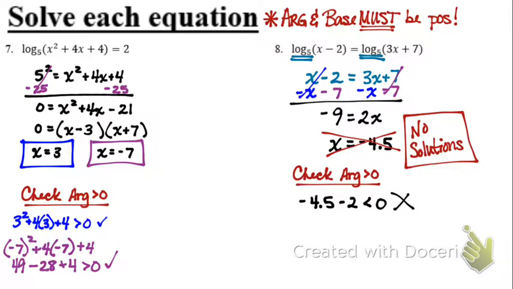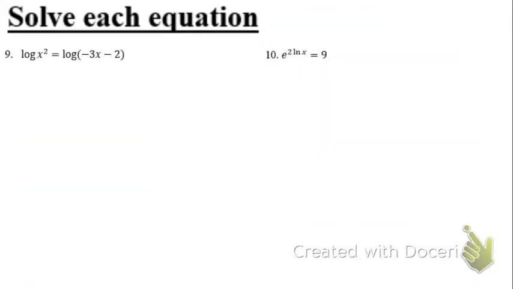Number 9. How would I set number 9 up? X squared equals -3x minus 2. Yes. Our logs are the same. They're both base 10, so I can ignore them. Where do I go from here?